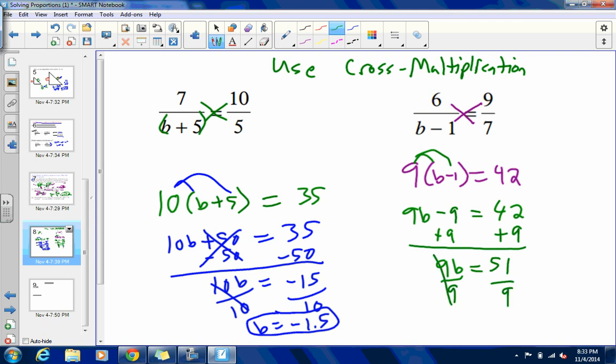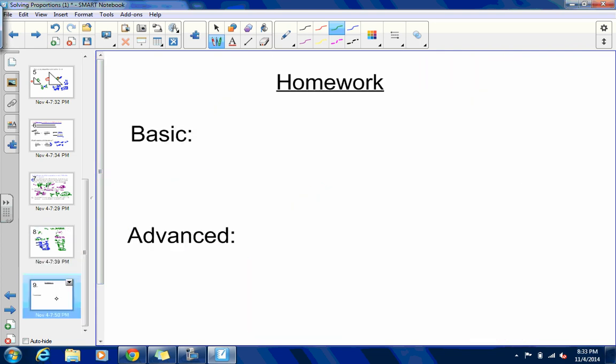Divided by 9, b equals, I'm not sure on the exact answer, I think it's going to be 5 2/3, approximately. So we'll do 5 2/3. Or you can leave it as 51 over 9. All right. So, same type of deal, just adding an extra step or two. All right, so make sure if you have any questions on this, you ask me in person. Otherwise, I would like you to work on the homework.